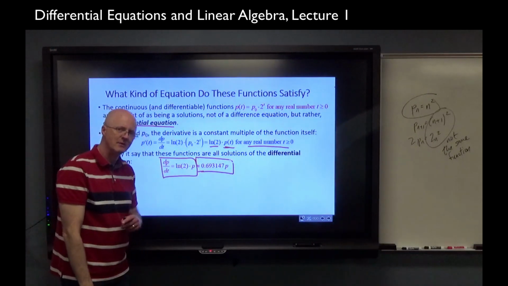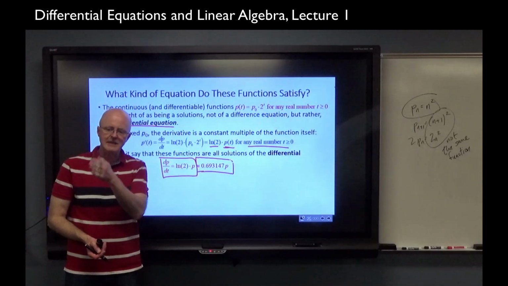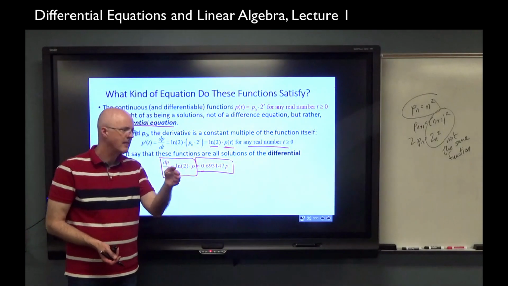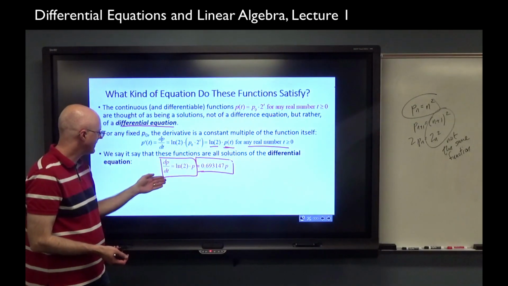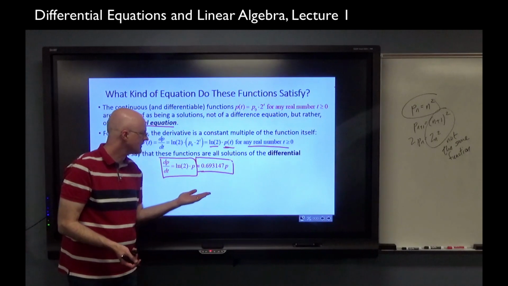This is more confusing for people, I think, than the difference equations. Remember, the difference equation we looked at was p_{n+1} = 2p_n. Here we've got derivatives. That's one thing that makes it more difficult. And we get this natural log in there. Weird. What in the world's going on?